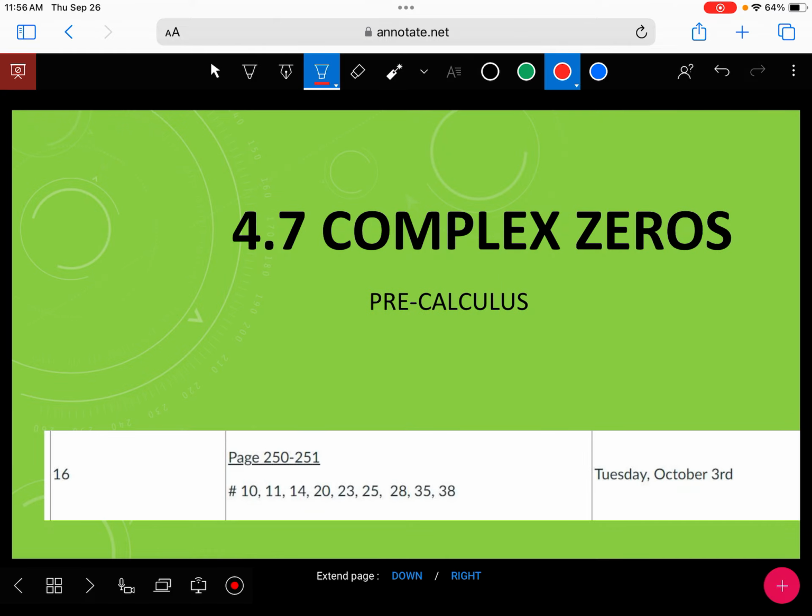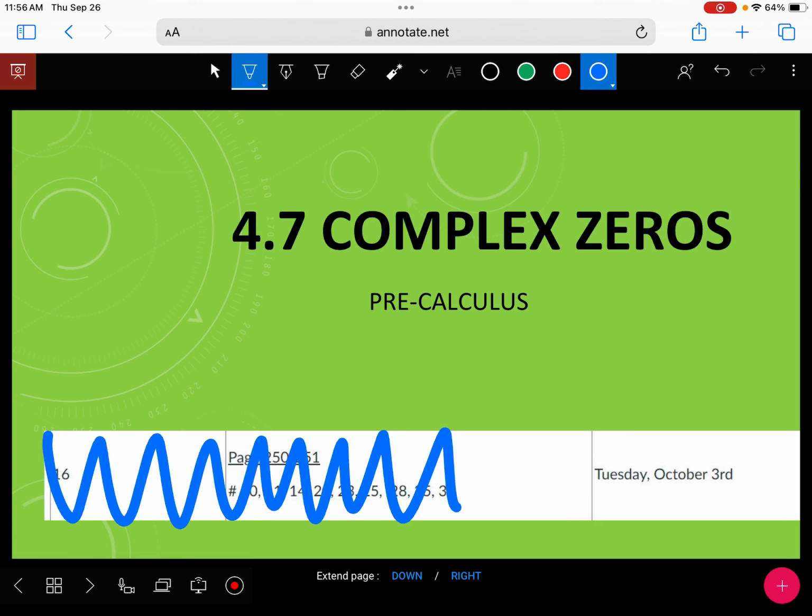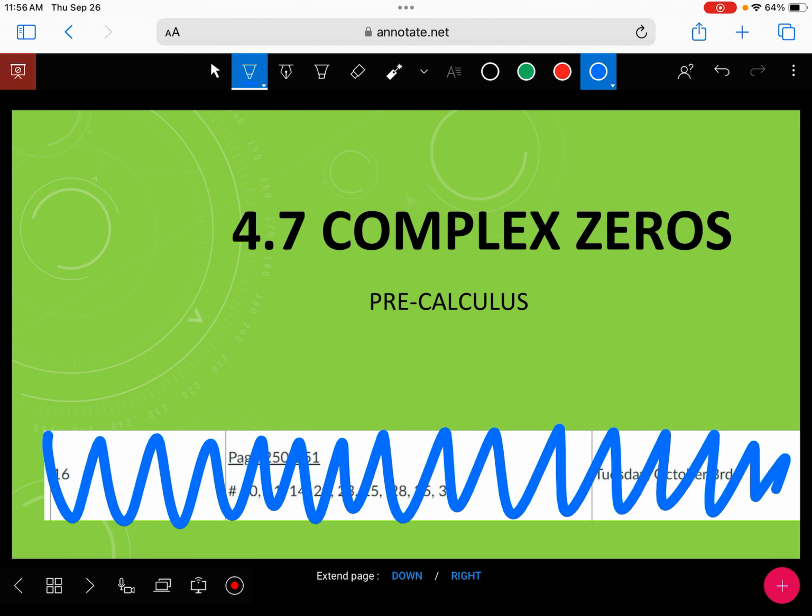All right, so now let's go ahead and finish it out with 4.7. And I'm just going to tell you all, don't look at this because I don't know if this is right. Check Canvas for the homework because I can't remember if I updated it in this. So 4.7 is complex zeros. So if you're titling your notes, this is now the end of chapter 4. Well, not the end of chapter 4, but the end of the material that's going to be on the quiz.